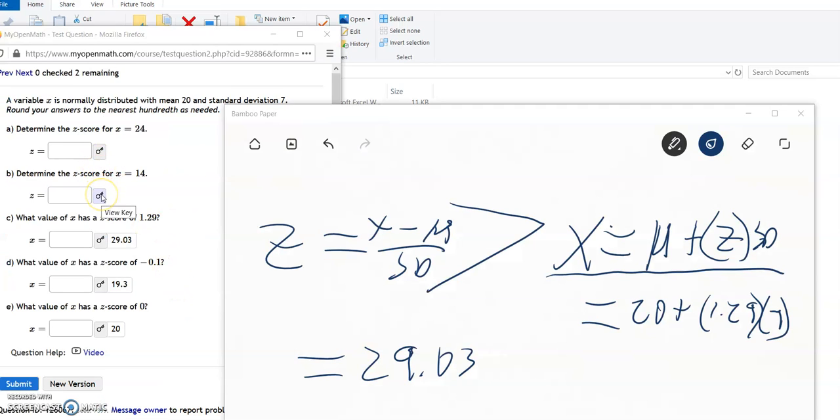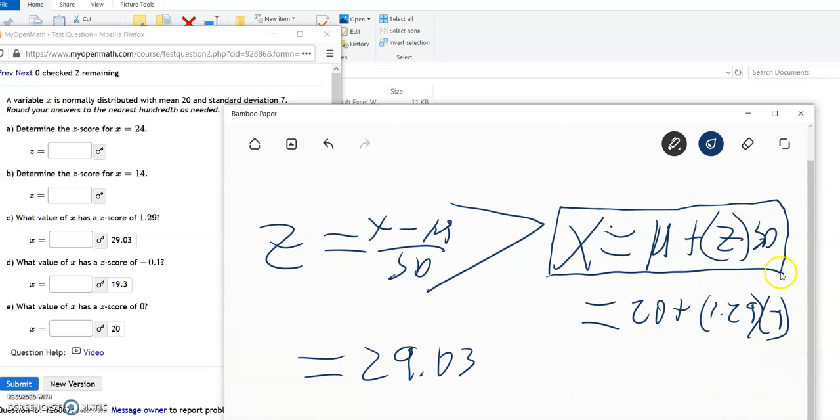I didn't bother doing the first two because it's just using the standard formula I just showed you. However, what value of x has a z-score of 1.29? At what point is the score 1.29 standard deviations higher than the mean? You use this formula right here. You just algebraically manipulate this formula to get this. Trust me, if you do the algebra, this is what you get. So the mean is 20 plus 1.29, the z, times 7, you get 29.03.